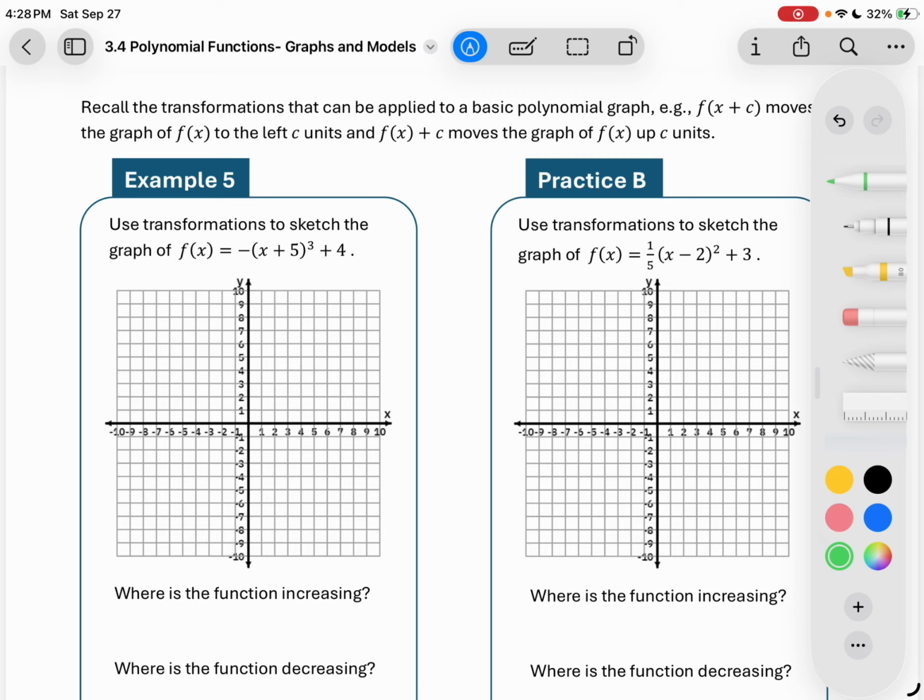And if you look at it, it is a cubic function because of that power of 3 there. So normally that would look something like this. But now it's been transformed. So the plus 5 moves it to the left 5. And the plus 4 will move it up 4. So the middle point, which is called the inflection point, is now at -5 and 4. And then the negative out front will flip it upside down.